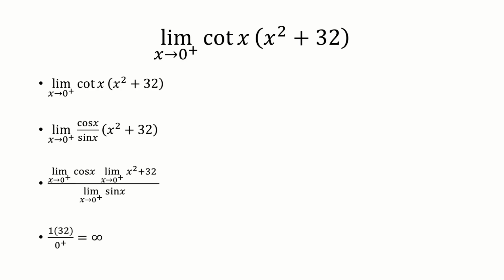So we basically have 1 times 32 on the top, which is just 32, over a really small positive number. That's just going to go towards positive infinity. And so that's going to be our limit.